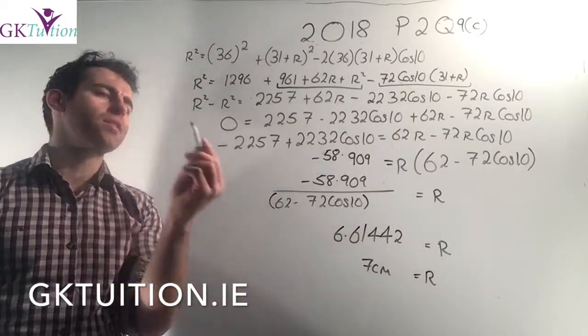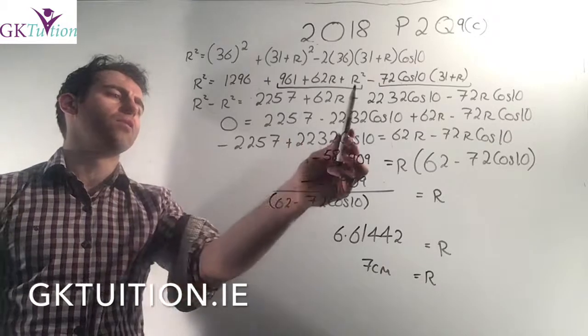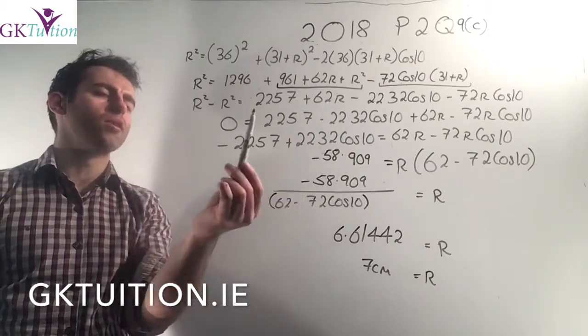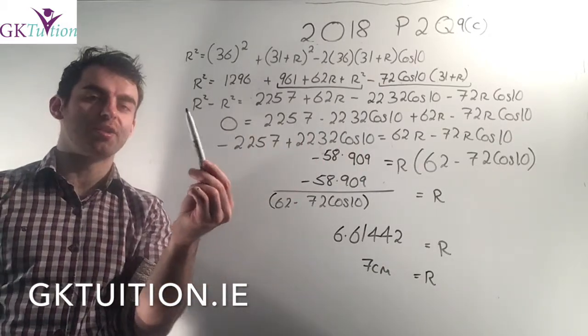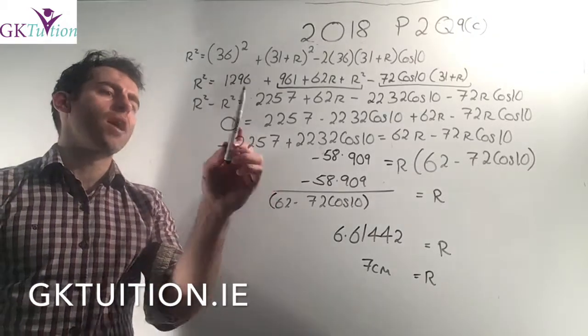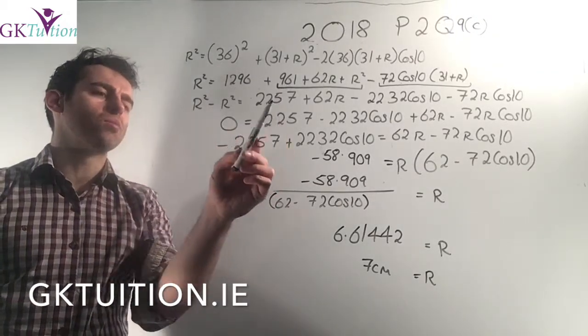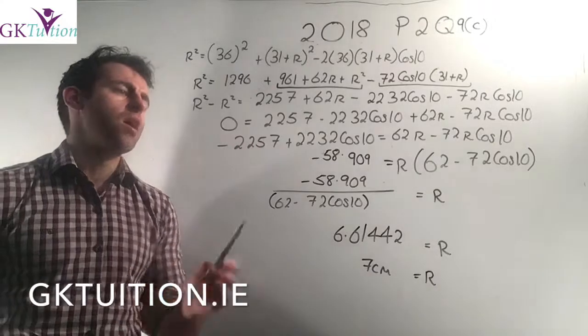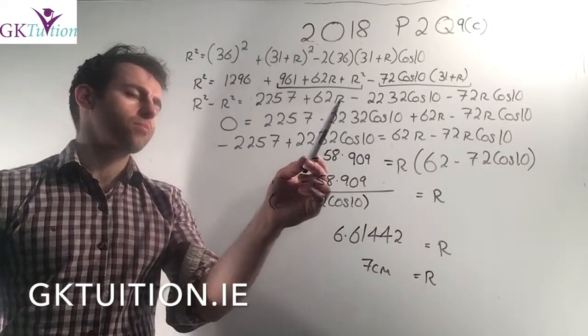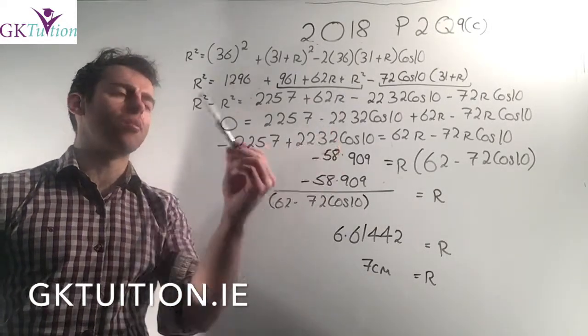The next thing on the next line, I noticed I have an OR squared on the left and an OR squared on the right. So I brought one of my OR squareds across so that they're going to cancel for me. I added the 1296 and the 961 to give me 2257, and then I have plus 62 OR. Now my OR squared is gone because I brought it across.